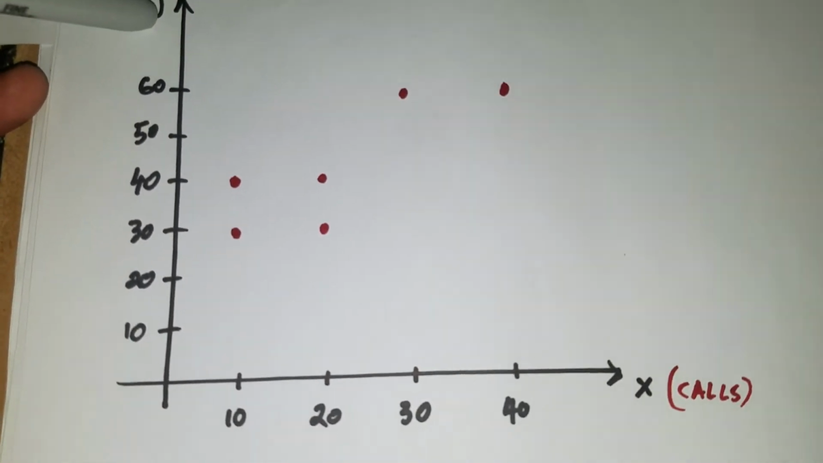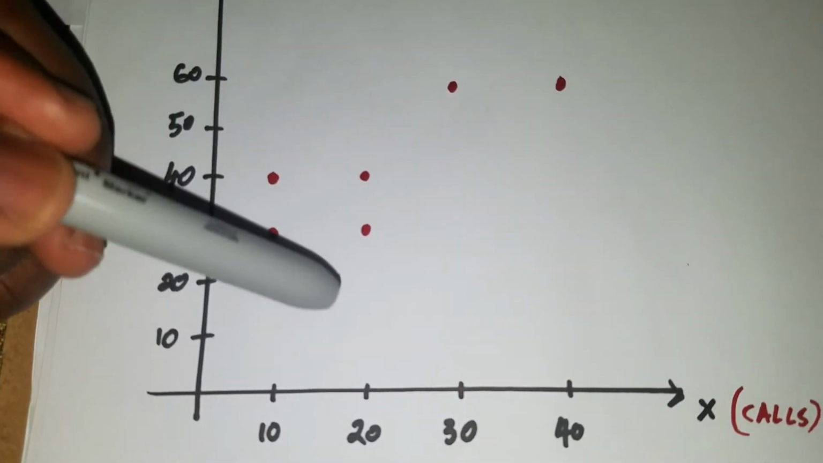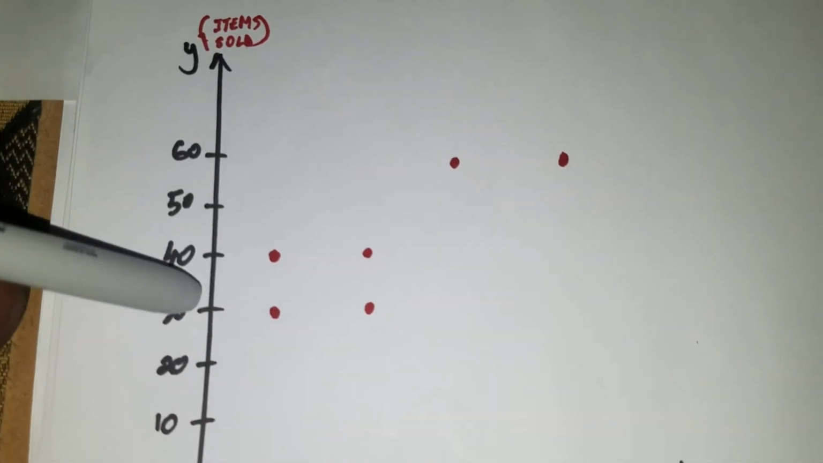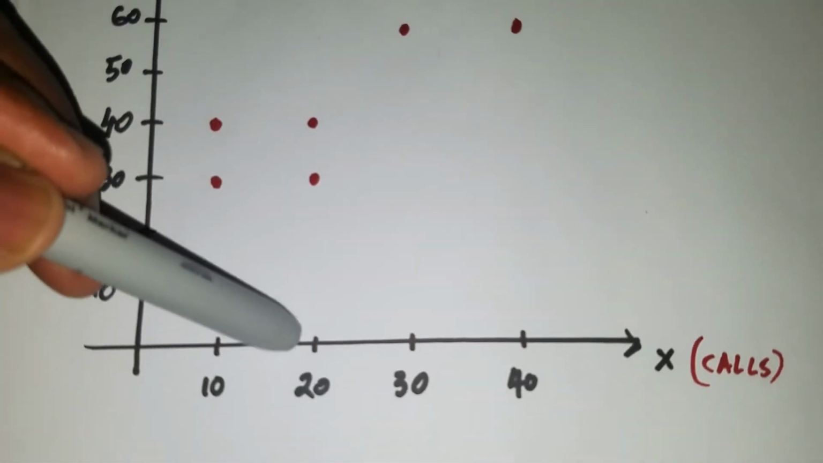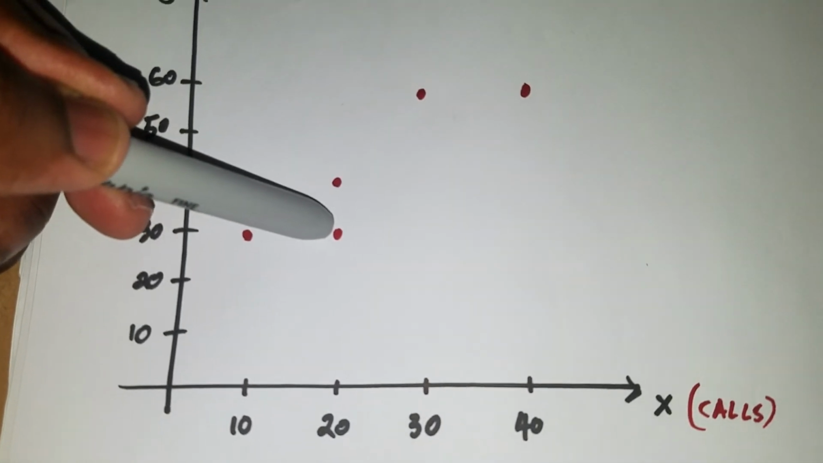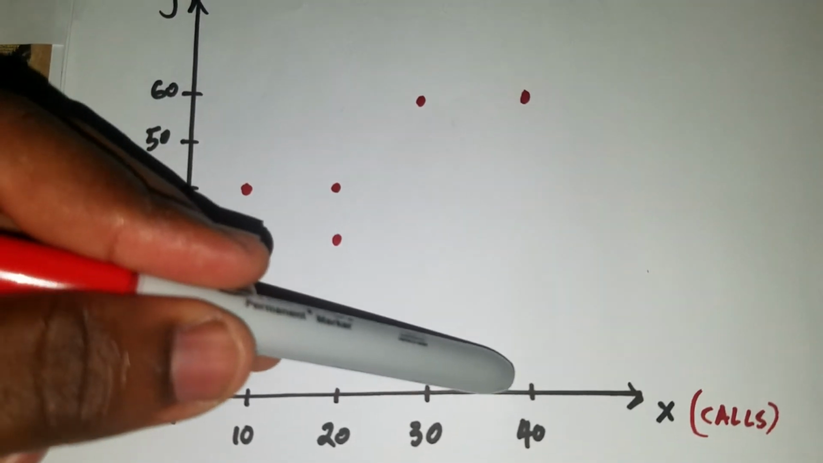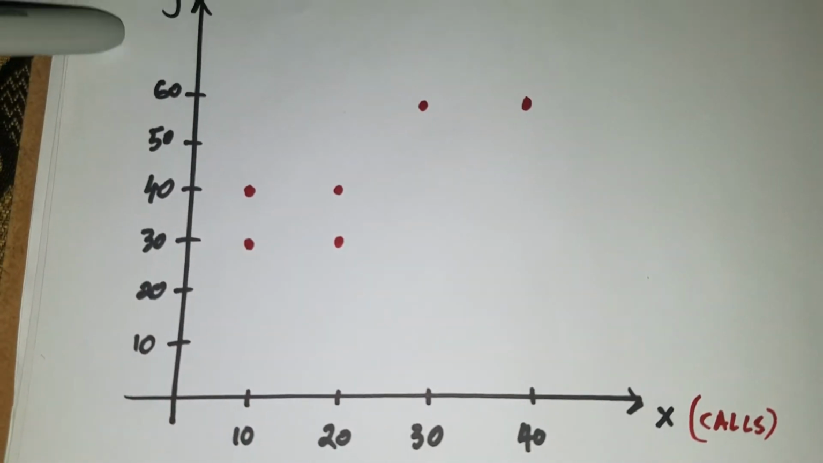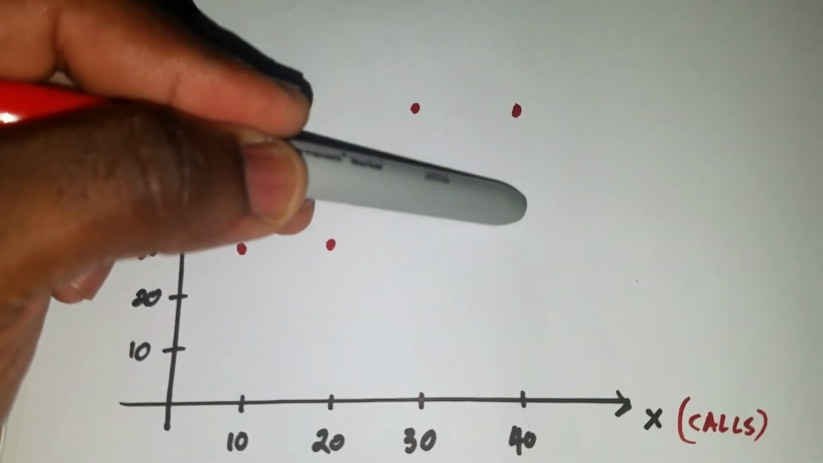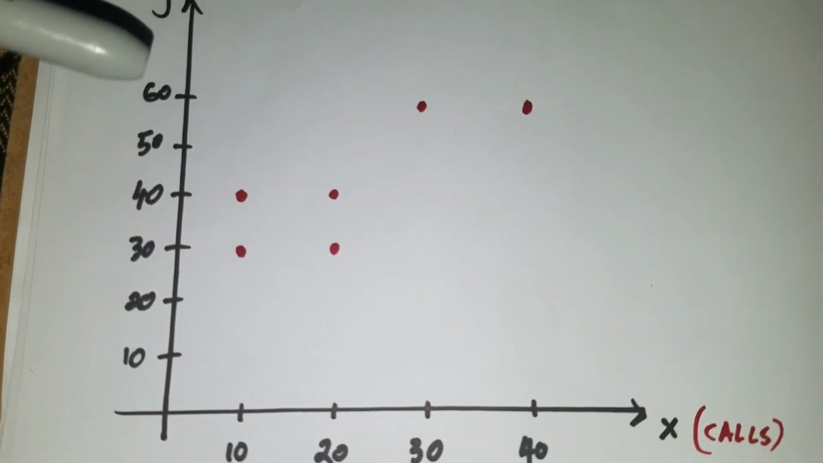Now, John made 20 calls and sold 30 items. So John would be 20 for the x and 30 for the y. So 20, 30. This would be representing John. Kim made 40 calls and 60 items sold. So 40 calls for Kim, 60 items sold on the y. So this is the y and this is the x intersecting. So this dot or data point would be Kim.